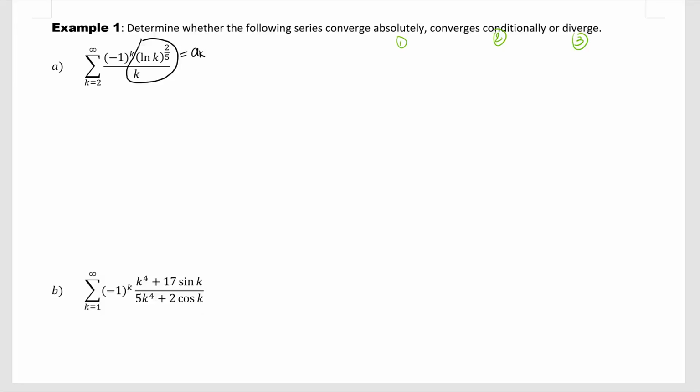However, you have to be careful. If you see -2 to the k, what do you do? You split it as -1 to the k and 2 to the k. So when you talk about a sub k, you don't include the -1 to the k, but you should include 2 to the k. So our first step is to compute the limit of the sequence.